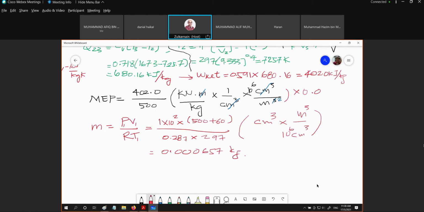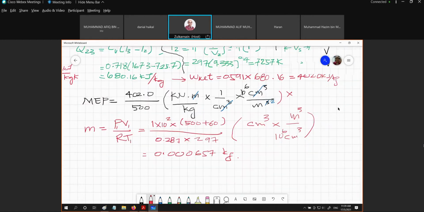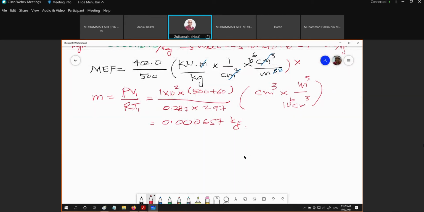Multiply or divide, sorry. This is the MEP, 400, in kilojoule over kilogram. What did I do wrong, guys? Kilojoule over kilogram, CV, that's right. The W net is 402. So the MEP here, we are left with kilogram. We use V squared. If we use V times, the W net is, oh, it takes a while.